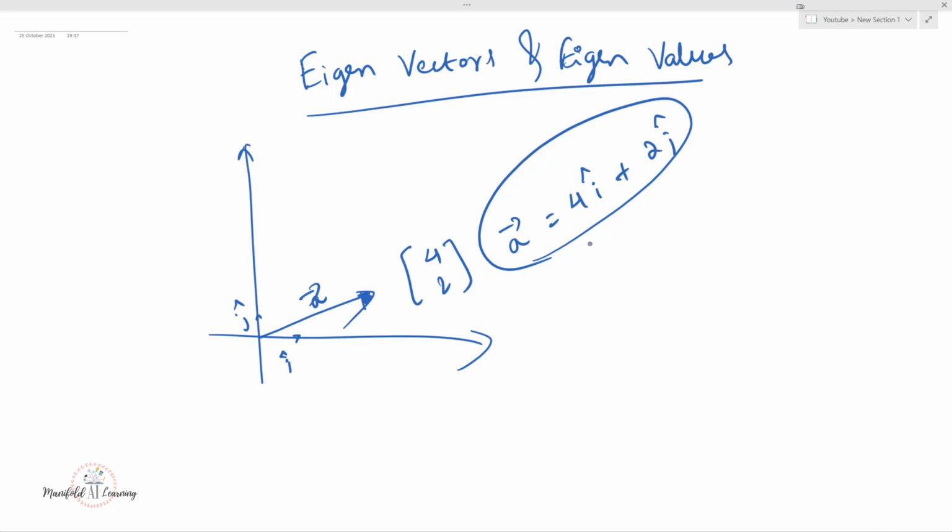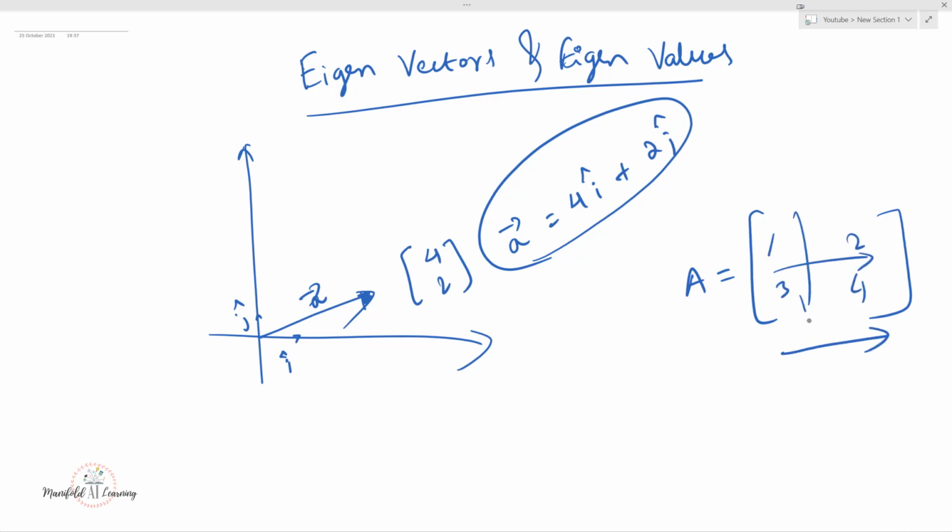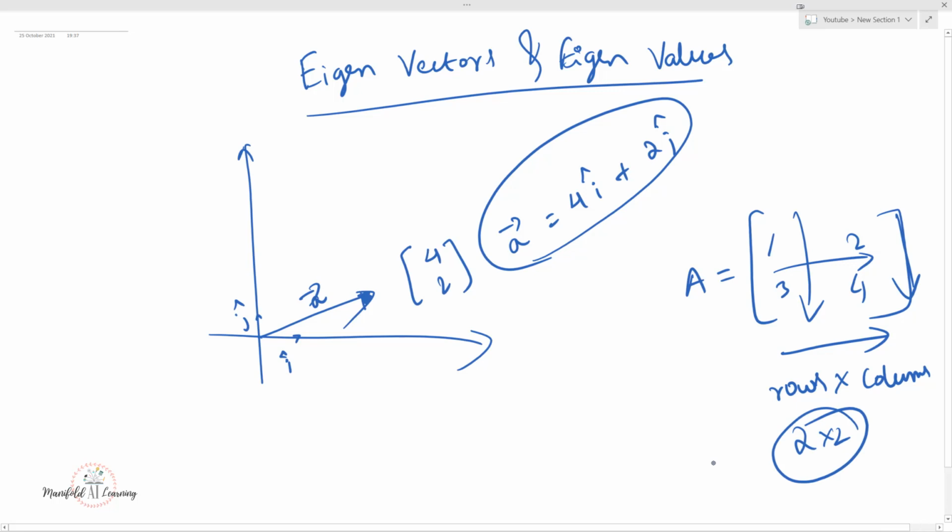Now from our high school, we also know that a matrix is nothing but a collection of values arranged in the format of rows and columns. If I have a matrix A like this, with the elements 1, 2, 3 and 4, these are the rows and these are the columns. The shape of the matrix is given by the number of rows by the number of columns. In my scenario, it is 2 by 2. This is the shape of my matrix. Now this we know from our high school.